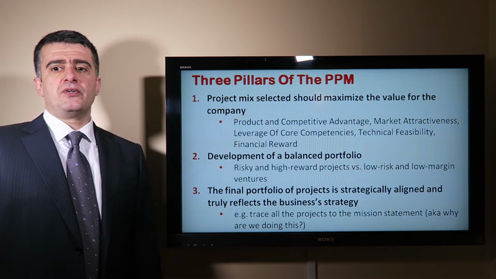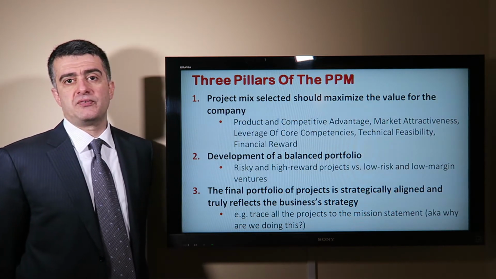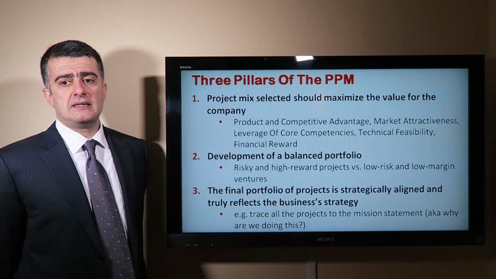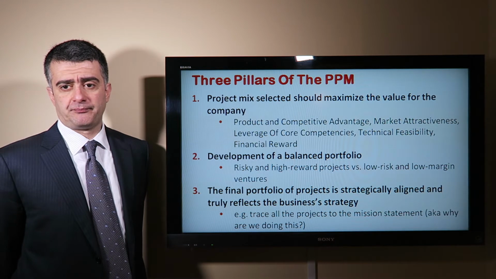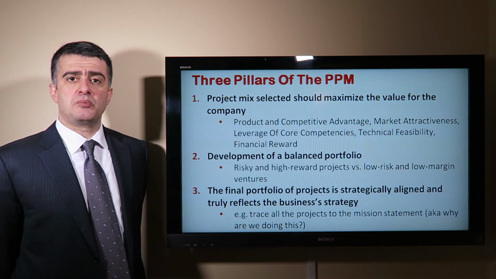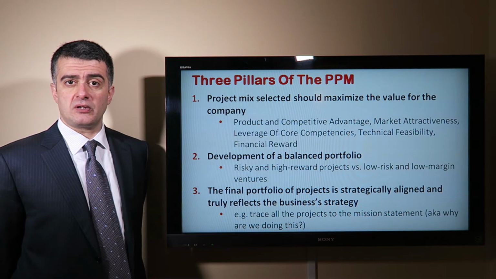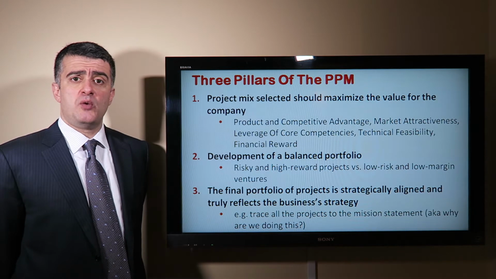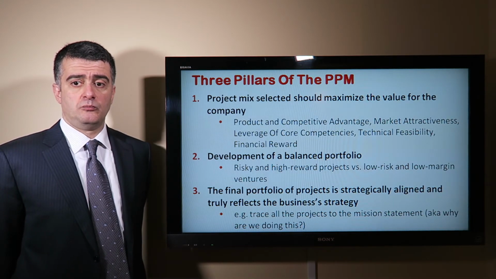What you see on the screen in front of you is a scoring model developed by a high-tech software development product company located in the Silicon Valley. And they said, well, when we're selecting our projects, we want to look at 5 factors. These 5 factors being product and competitive advantage. Do we have a competitive advantage with this new product? Market attractiveness, which means how many potential buyers exist out there for this particular product.